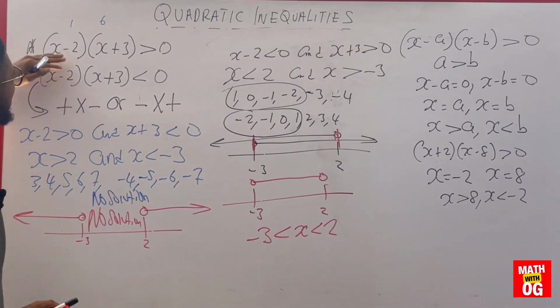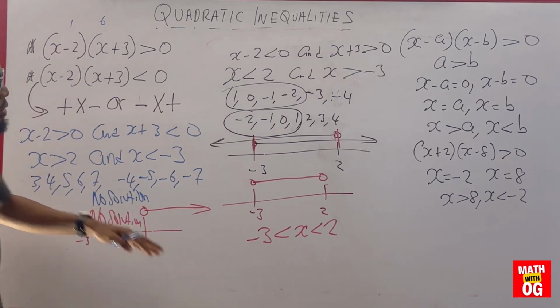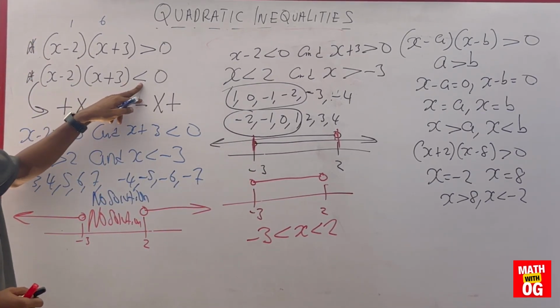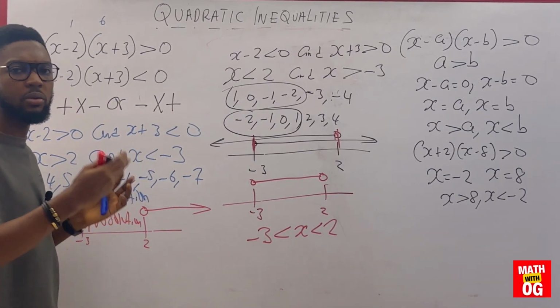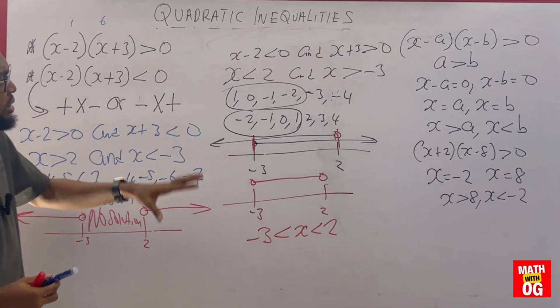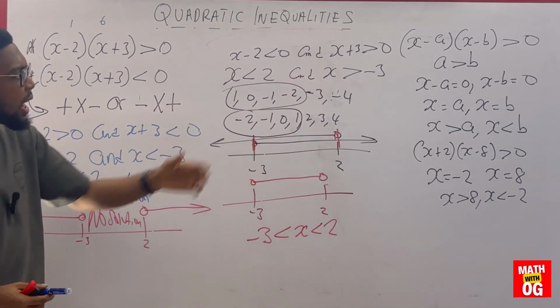So you can see that when the product of this guy was greater than 0, the answer was x is greater than 2 and x was less than minus 3. But now x is less than 0, your answer is between negative 3 and what? 2. Now, what if you don't want to go through this stress? You want to follow the same approach we use here for OBJ question. How do you go about it?